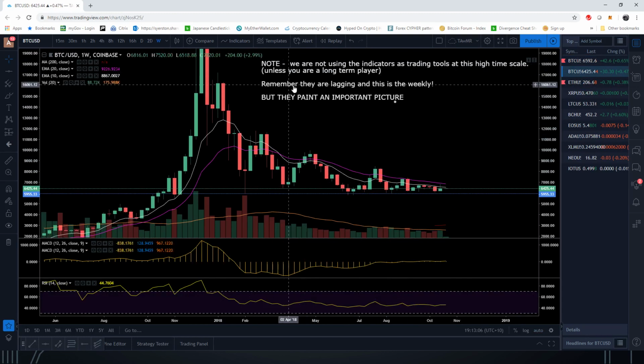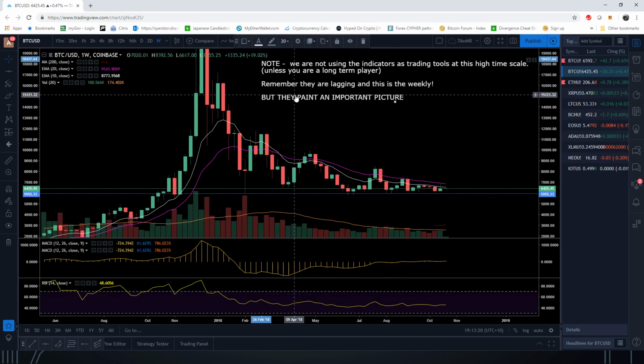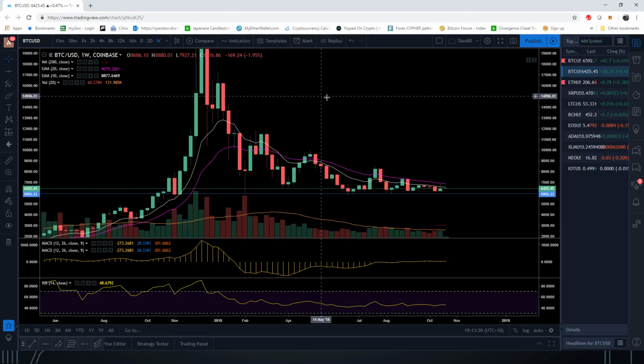So the note is we're not using indicators as trading tools at this high time scale. Now that's obviously unless you are a very long-term player or investor. Remember that they are lagging indicators, and this is the weekly time scale. So they're significantly lagging. But what they do is they paint a very, very important picture for us. So I can get rid of that note now.